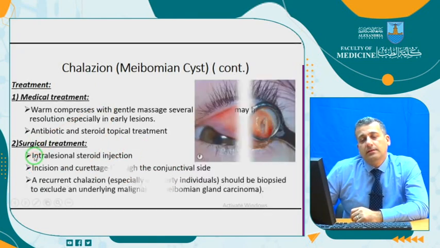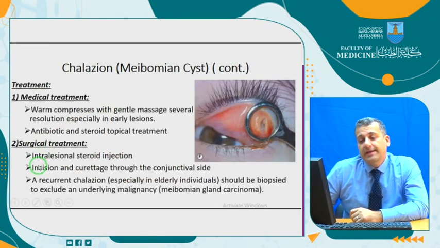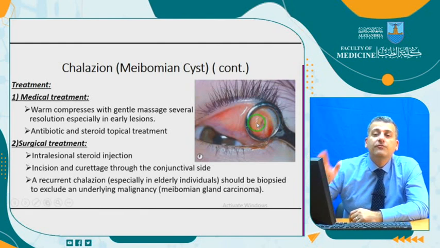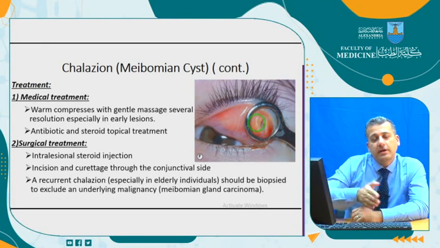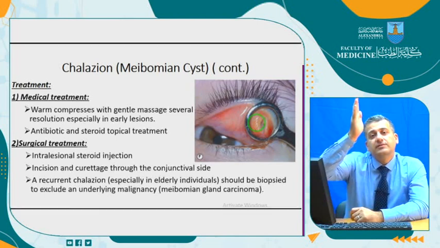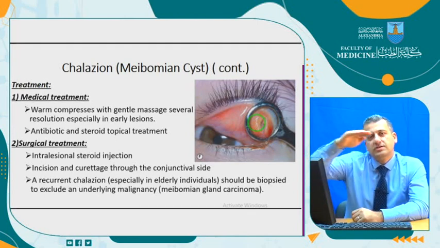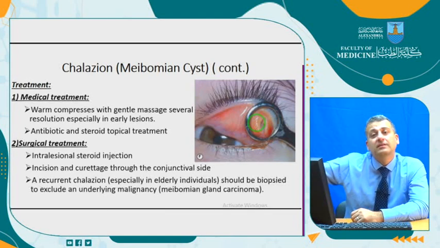Again, the second line of treatment, surgical, is incision. As you can see, this is called a chalazion forceps. We press on the chalazion and we incise the chalazion vertically. Do you remember the slide that I showed you when I showed you my meibomian glands? They are oriented vertically, perpendicular to the lid margin. So if I incise it vertically, I will cut 1 or 2 glands only. But if I incise it horizontally, I will cut several meibomian glands, destroying them.